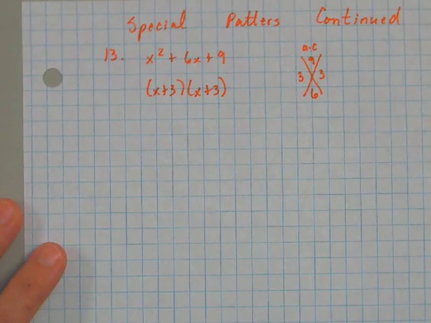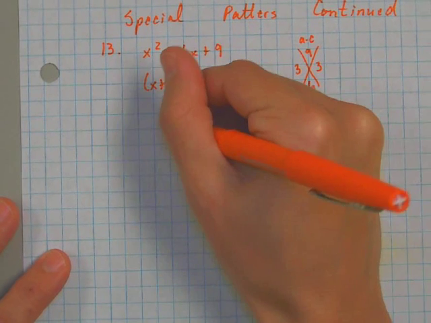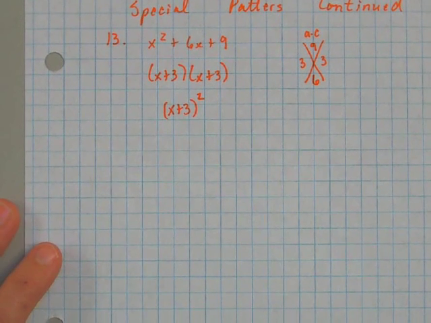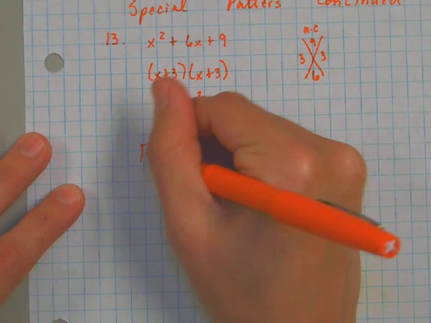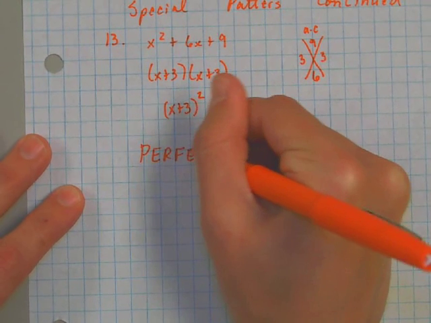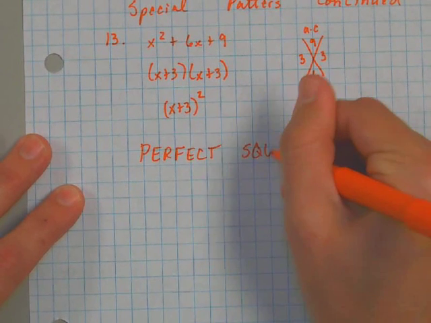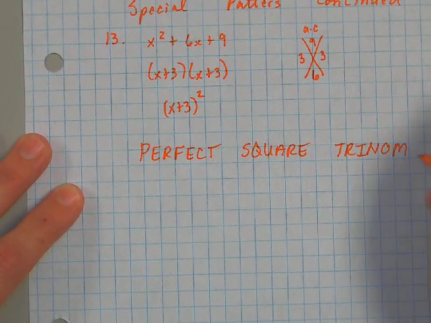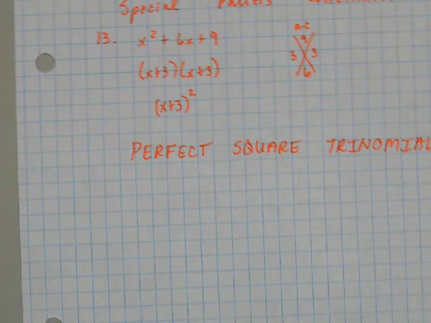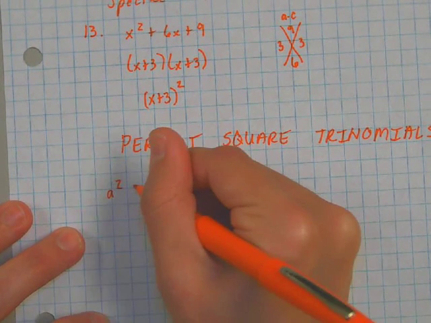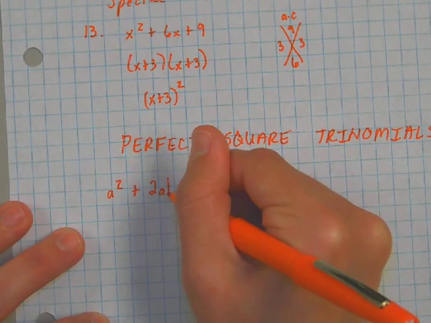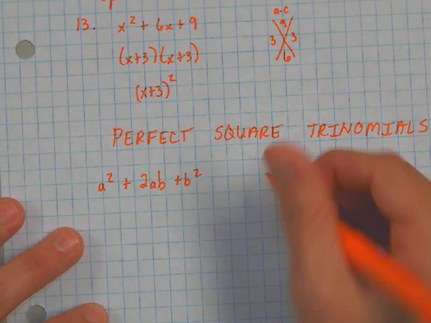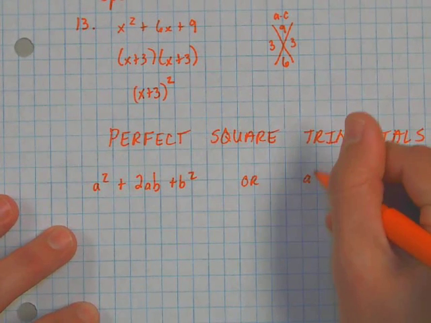Now, I would like to rewrite that as simple as possible, so ultimately this is the same as x plus 3 squared. The way that we can recognize what we call perfect square trinomials is there's a special pattern. Perfect square trinomials. There's a special pattern to it. So you have a squared plus 2ab and then b squared, or you could have a squared minus 2ab plus b squared.